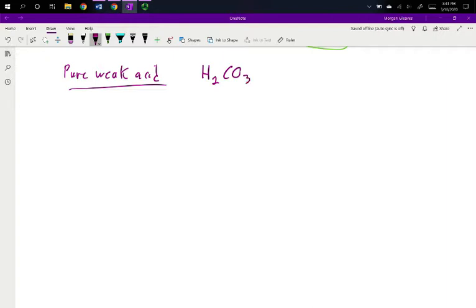H2CO3. This is capable of turning into H+ and bicarbonate, HCO3-. This acid is acting as an acid. It breaks apart, it gives away H+ and bicarbonate. And I will tell you the Ka of H2CO3 is 4.5 times 10 to the negative 7.